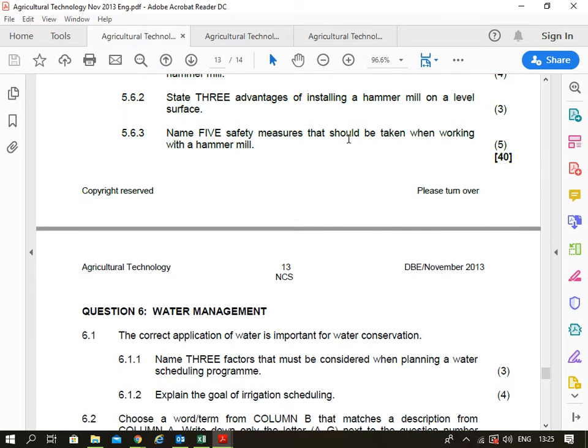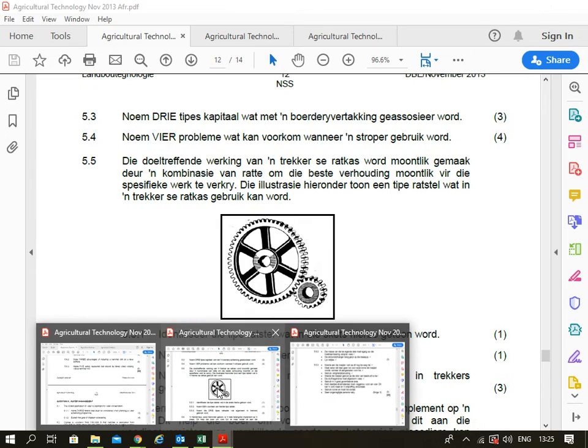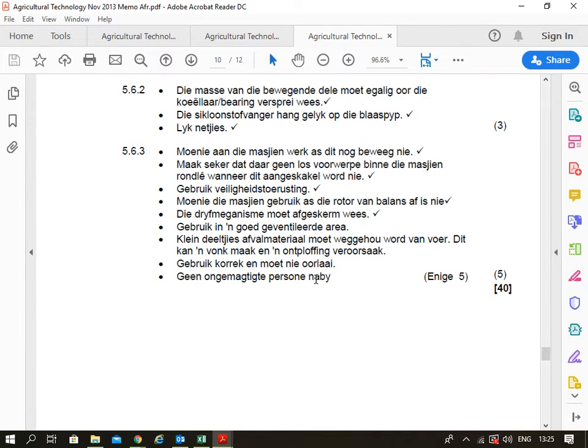Name 5 safety measures that should be taken when working with a hammer mill. Wat is 5 veiligheidsaspekte wat jy nou moet kyk wanneer jy met 'n hamermill werk, Lanelda? Moenie aan die masjien werk as dit beweeg nie. Please do not fix something while it's still moving. So CJ, you don't go into the hammer mill while it's still hammering nie. Gaan lê daar onder en dan probeer jy iets regmaak.